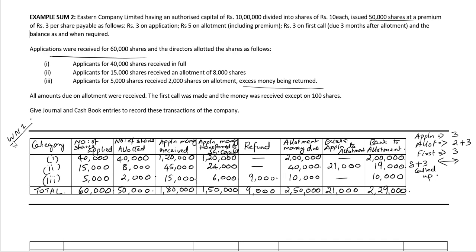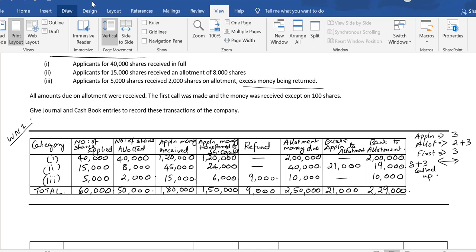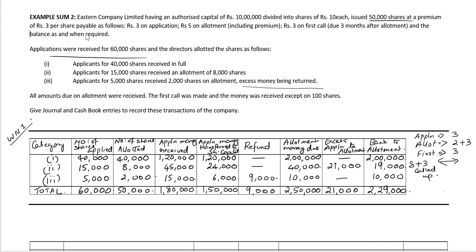As per the problem, the first call was made and the money was received except on 100 shares. So we need to note down that for 100 shares, we did not receive the first call money. And the company has called up only up to the first call, which is 8 plus 3 rupees premium. So we'll go ahead with the solution. We need to prepare the cash book and enter the non-cash transactions in the journal.